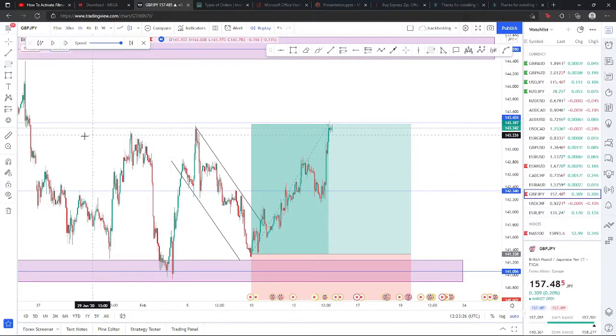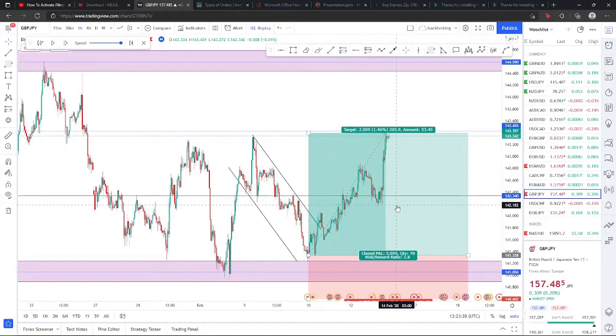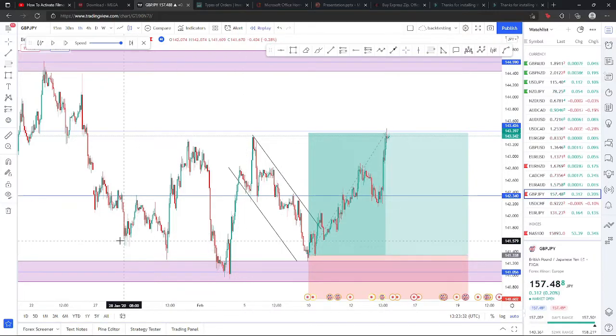Okay, as you can see, we just hit our profit target. So this was a perfectly executed buy limit setup. This is how you'd want to execute yours when you're in the live markets. Now let's get back into the PowerPoint.